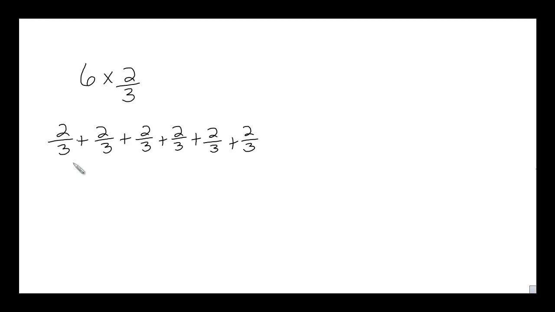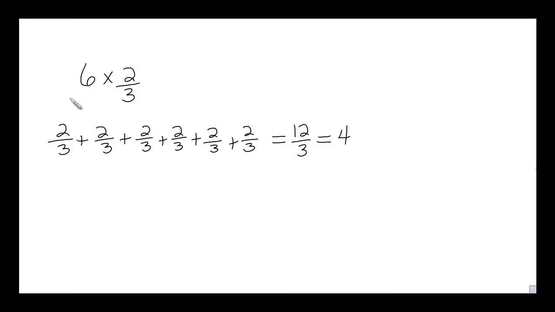Let's take a look at another example. Here we have 6 times 2/3. Well, I could continue to do my repeated addition, and I'd have 2/3 plus 2/3 plus 2/3 plus 2/3 plus 2/3 plus 2/3. Oh my gosh, that's a lot to say. And of course, if I did that, I could add all those up, and I would get 12/3, which is the same as the whole number 4.